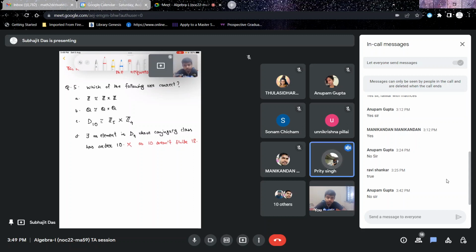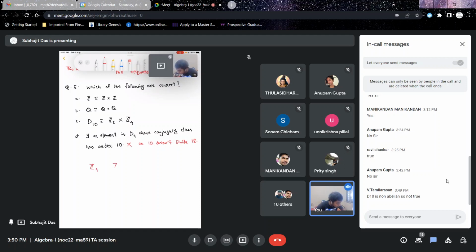Yes, sir, because D10 has elements of order 4 and also elements of order 5. That's why. Yeah, but how does that actually imply that the groups will be isomorphic? Let's just look at this example. Actually, Z4 and Z2 cross Z2, right?